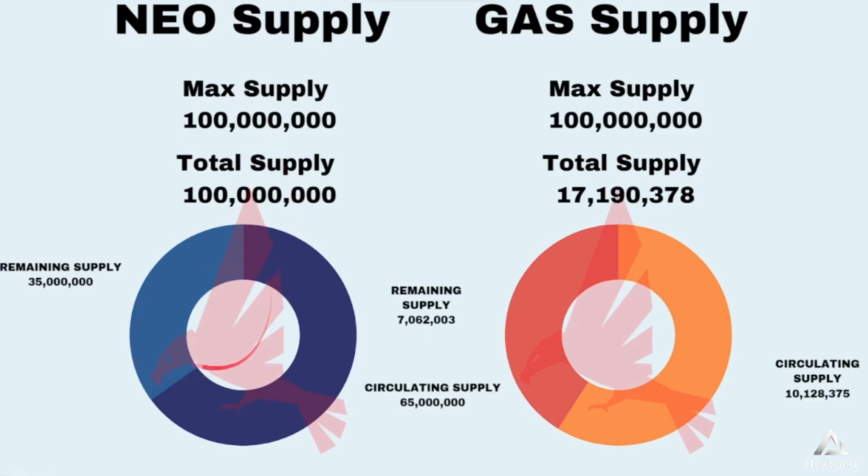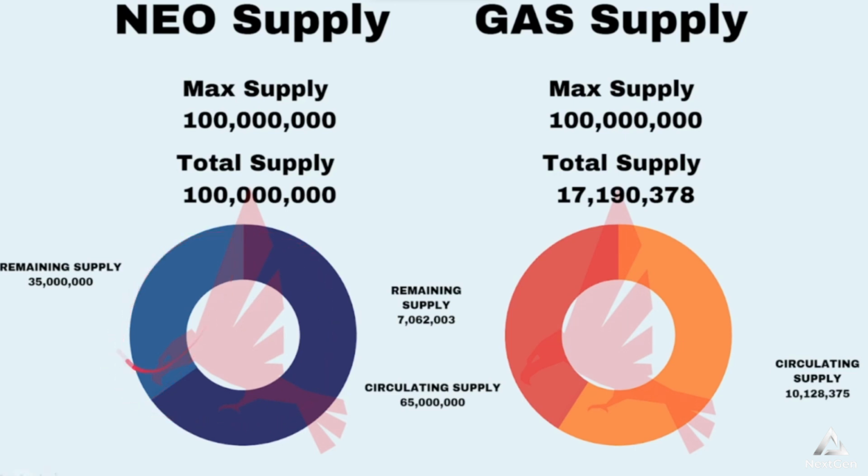Now, within that, we can start to categorize how much is available and how much is circulating. And here we see the circulating supply of NEO is 65 million. So we could say 65% of NEO's tokens are available to the public, and they're circulating in the market. They're available to be bought and sold.